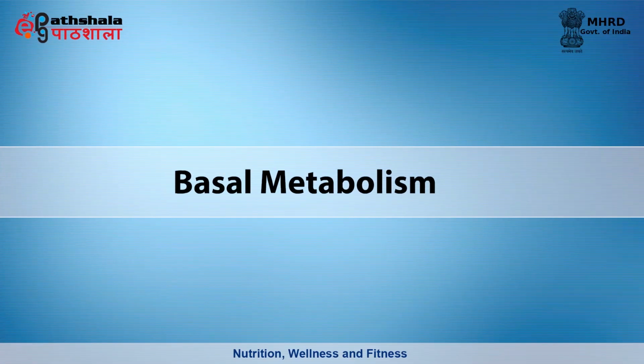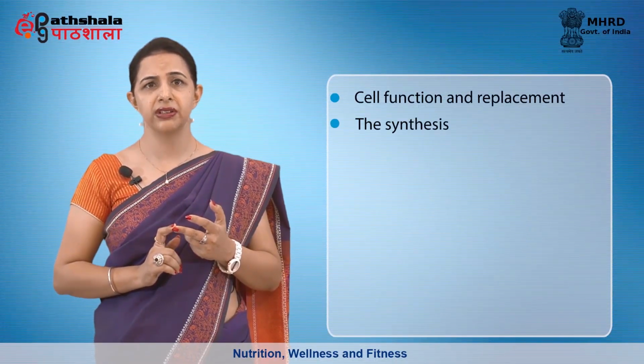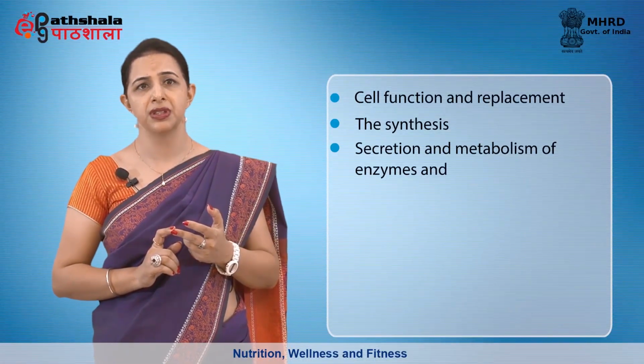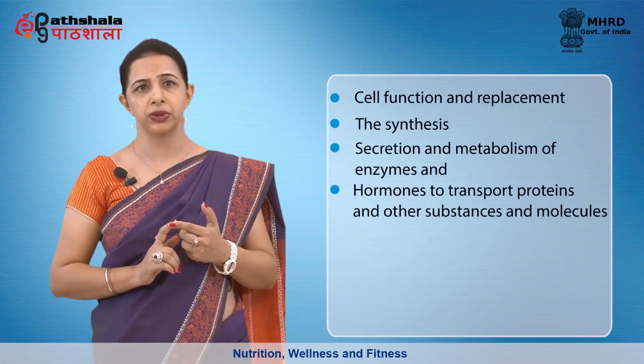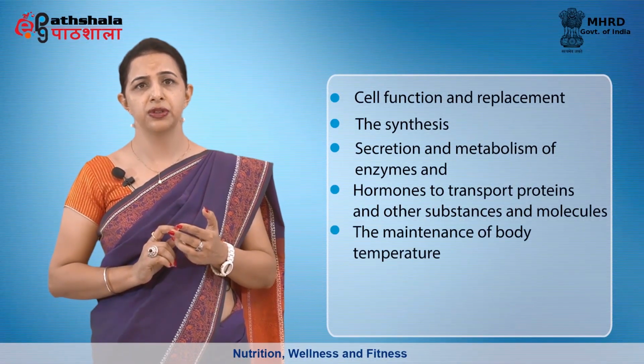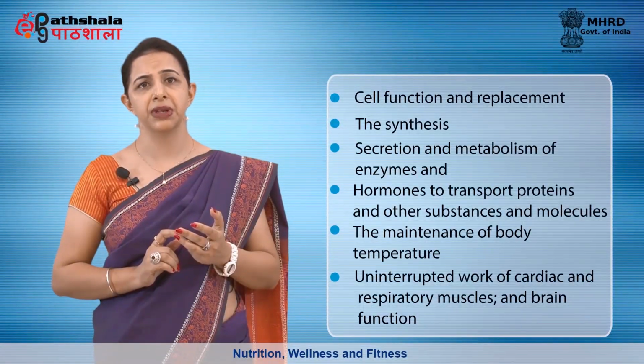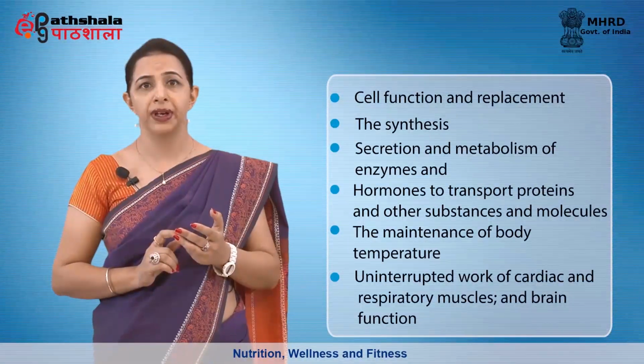Basal metabolism. The amount of energy required to do all the involuntary work is termed as basal metabolic rate. It includes a series of involuntary functions that are essential for life, such as cell function and its replacement, the synthesis and secretion and metabolism of enzymes and hormones to transport protein and other substances and molecules, the maintenance of body temperature, uninterrupted work of cardiac and respiratory muscles, as well as brain functions.